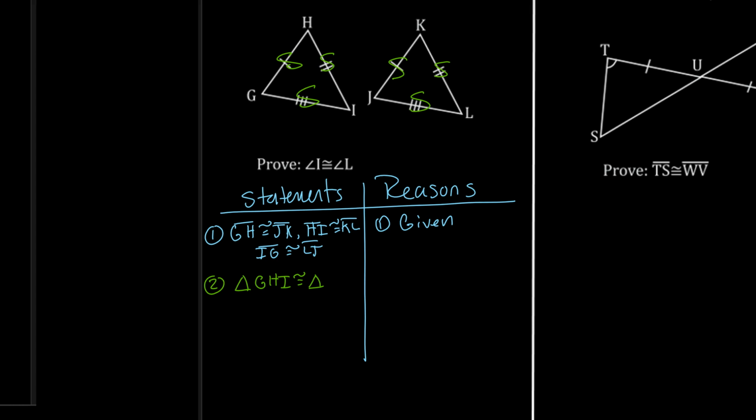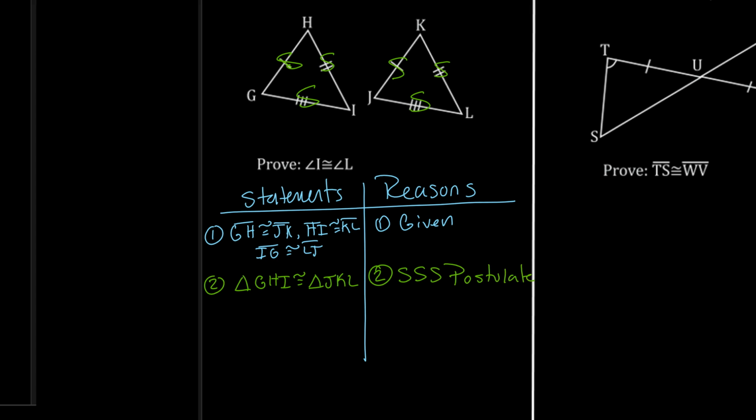Now, what is G corresponding to? J. G is between the 1 tick mark and the 3 arc mark, and J is between the 1 and 3. So G is congruent to J. What is H corresponding to? K. And what is I corresponding to? I is corresponding to L. Good. So, how did I conclude that? What was my reasoning? By the SSS postulate. Beautiful.